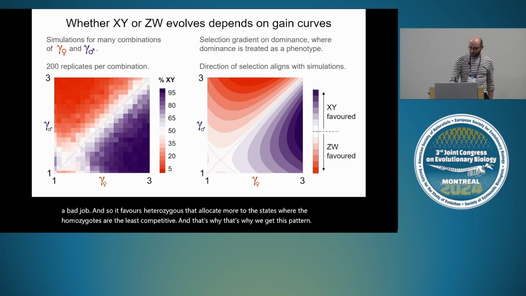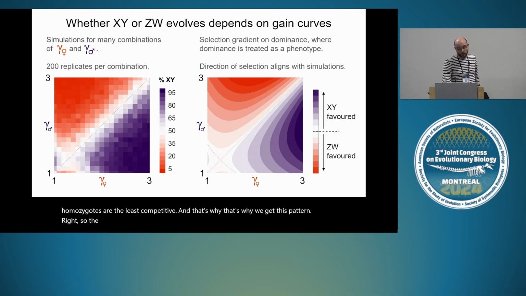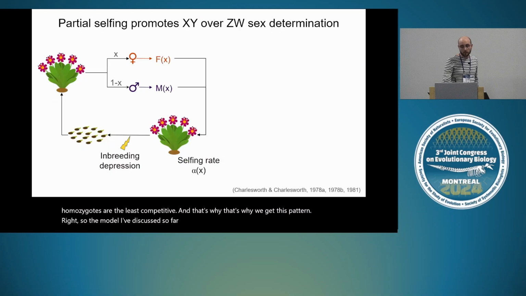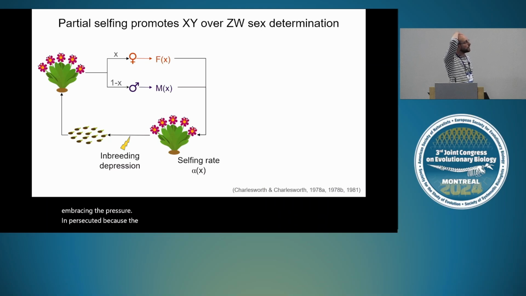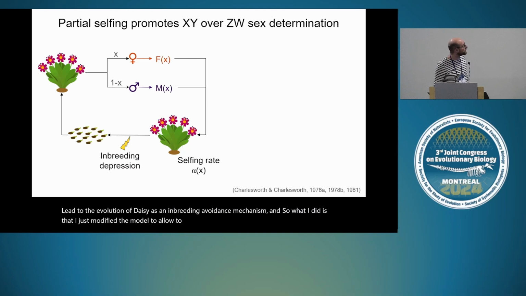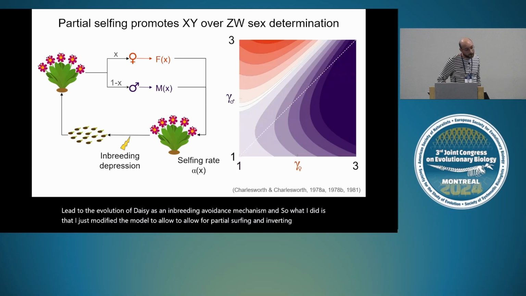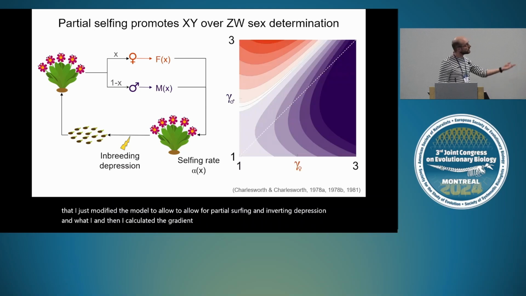Right. So the model I've discussed so far assumes complete outcrossing, but one thing that we know is really important in transitions to DIEC is the effect of partial selfing and inbreeding depression. In particular, because the Charlesworths showed in the 70s that high inbreeding depression and selfing can lead to the evolution of DIEC as an inbreeding avoidance mechanism. And so what I did is that I just modified the model to allow for partial selfing and inbreeding depression. And then I calculated the gradient on dominance, and what I get is this.